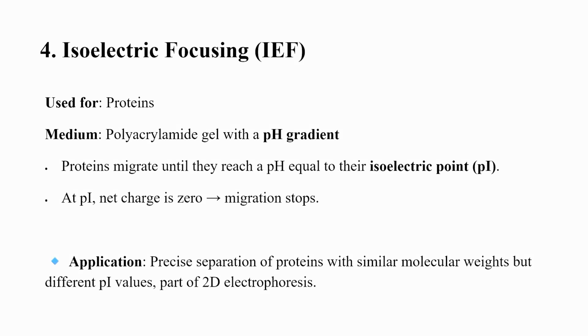Next is isoelectric focusing. Isoelectric focusing is used for proteins. Medium is polyacrylamide gel with pH gradient. Here, the proteins migrate until they reach a pH equal to the isoelectric point. At isoelectric point, the net charge is 0. Migration stops. Isoelectric point is basically a pH at which the protein carries no net charge, right? So the application here is the precise separation of proteins with similar molecular weights but different isoelectric points. It is a part of 2D electrophoresis.